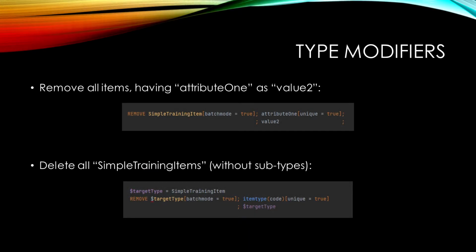The second example removes every training item having attribute 1 as value 2. You can also delete every single item of a certain type by doing batch remove by item type.